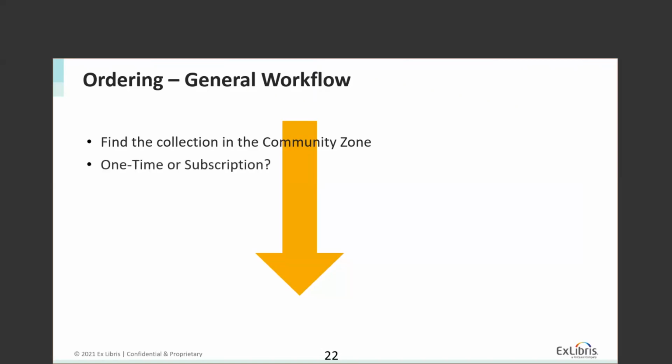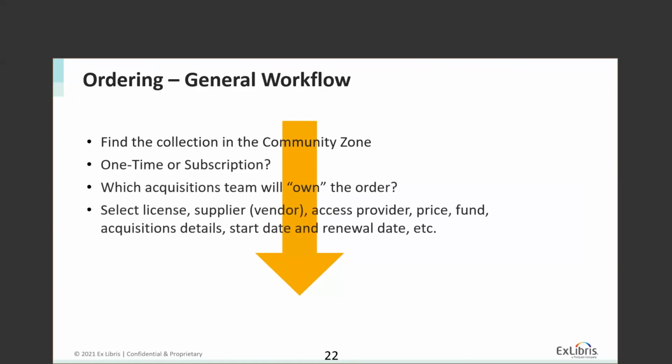You need to make a decision. Is this a one-time order or is it a subscription order? Usually pretty obvious depending on the kind of content that you're getting. Make a decision about which acquisitions team will own the order. Could be several teams at your institution, different libraries or different groups who do the acquisitions. One team needs to be responsible or own the order. You'll be selecting the license, the supplier, the access provider, and so forth, and I'll show you that in just a minute.